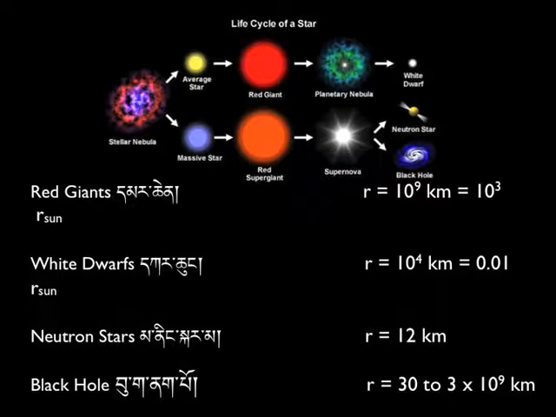And you can see that a white dwarf is the size of the Earth and the mass of the sun. The neutron star is several times the mass of the sun and the size of Delhi. So the mass of the sun fitting into the size of Delhi, that's really hard. And the black hole is more than 3 times the mass of the sun and about 30 kilometers across.